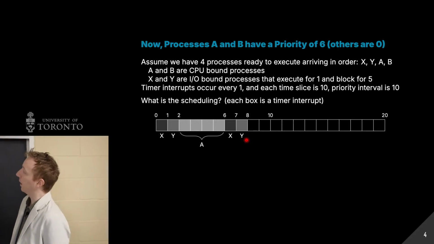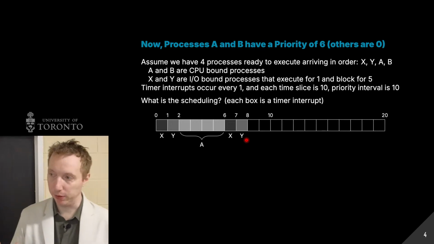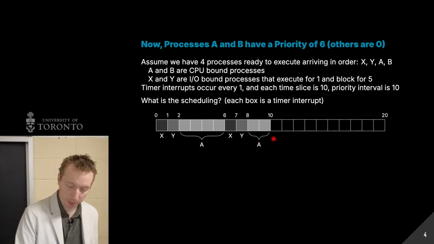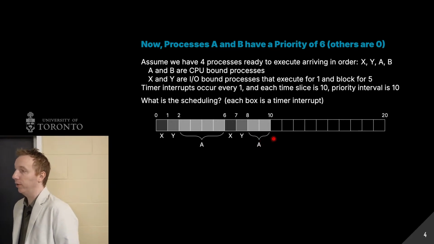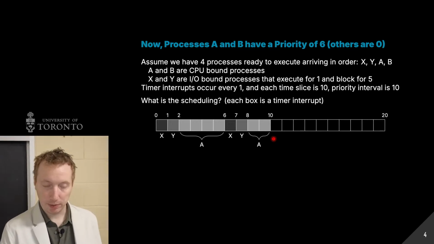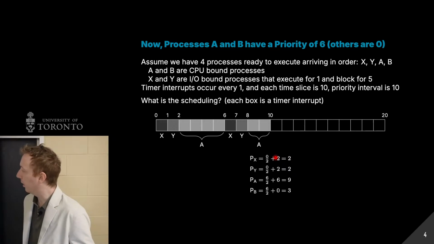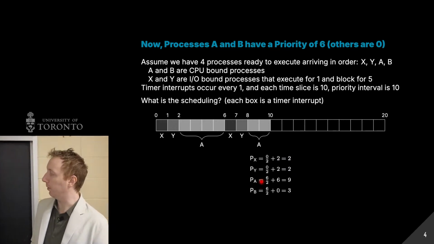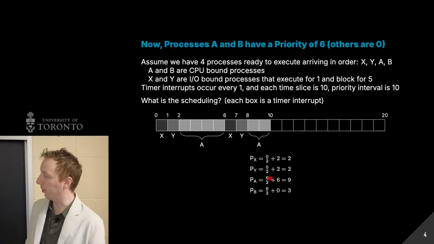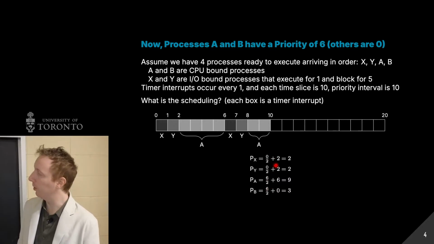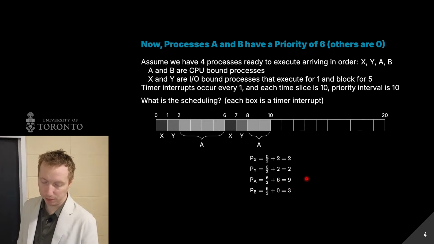Then at time 8, we only have the choice between A and B, so we go back to A again for the same reason we did before. So A executes for 2 time units, and then we recompute the priorities of everything. So in this case, the only difference here is that the initial priority of A and B were 6, so it would be 6 divided by 2. The initial priority of X and Y was 0, and then we just add how long they ran for. So X ran for 2, Y ran for 2, A ran for 6, and B ran for 0.